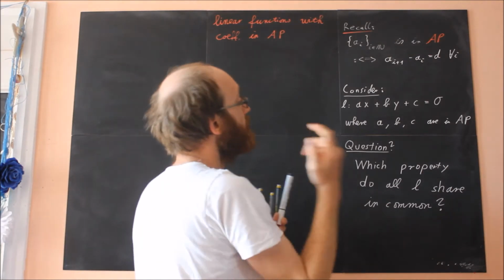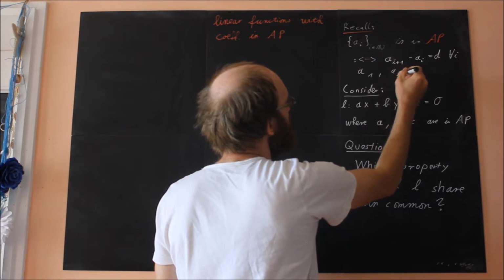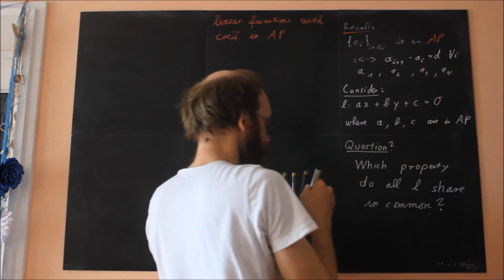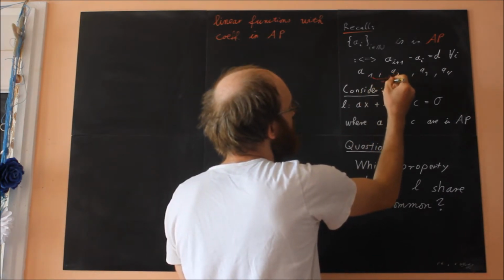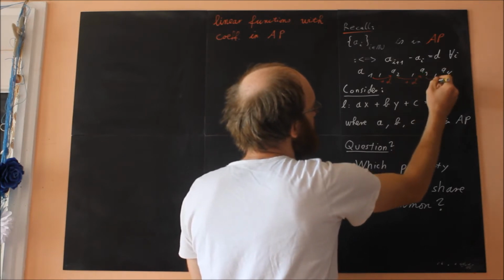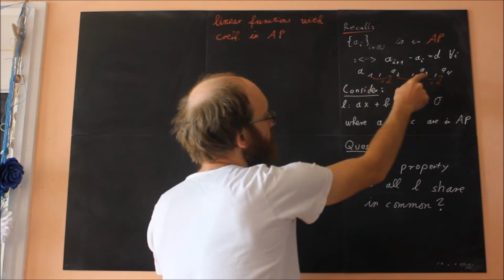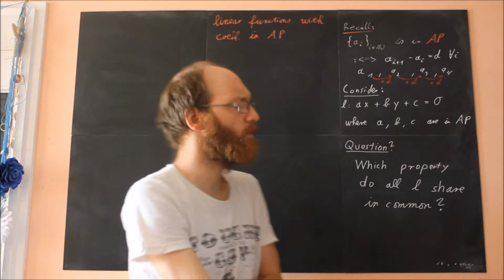In other words, if we have a sequence A1, A2, A3, A4, we get the next element by adding a constant d. So A2 is A1 plus d, A3 is A2 plus d, and so on and so forth, okay? And what do we want to consider?